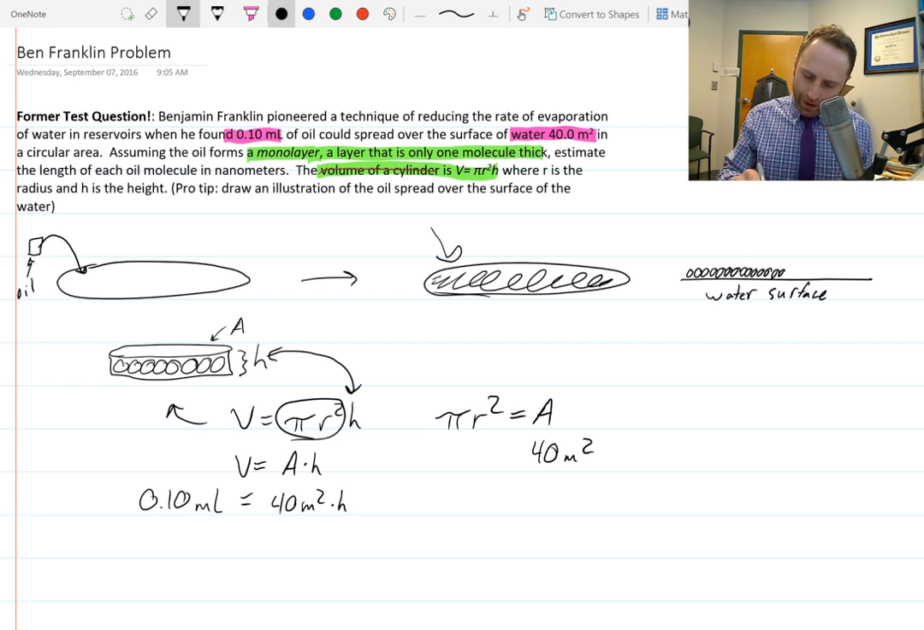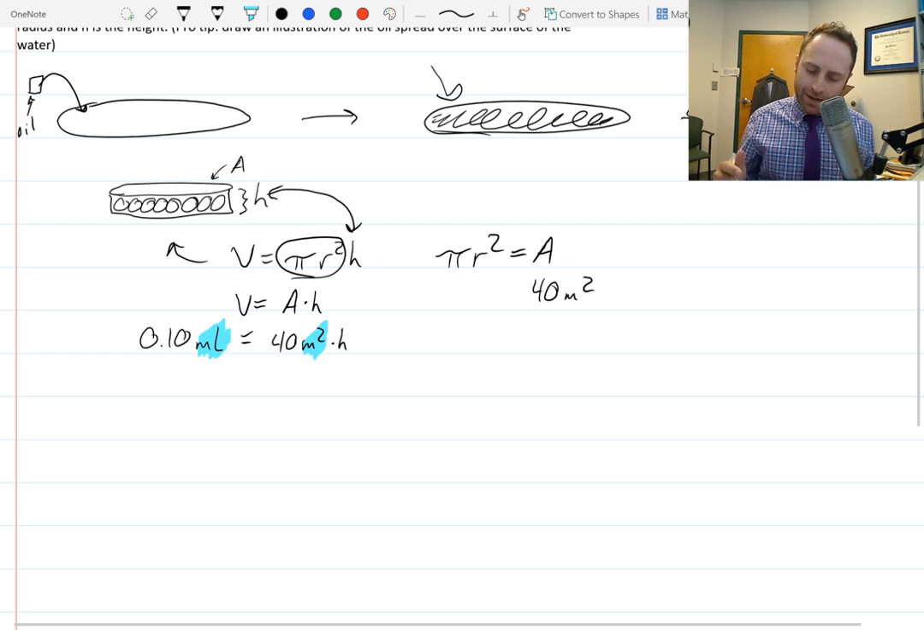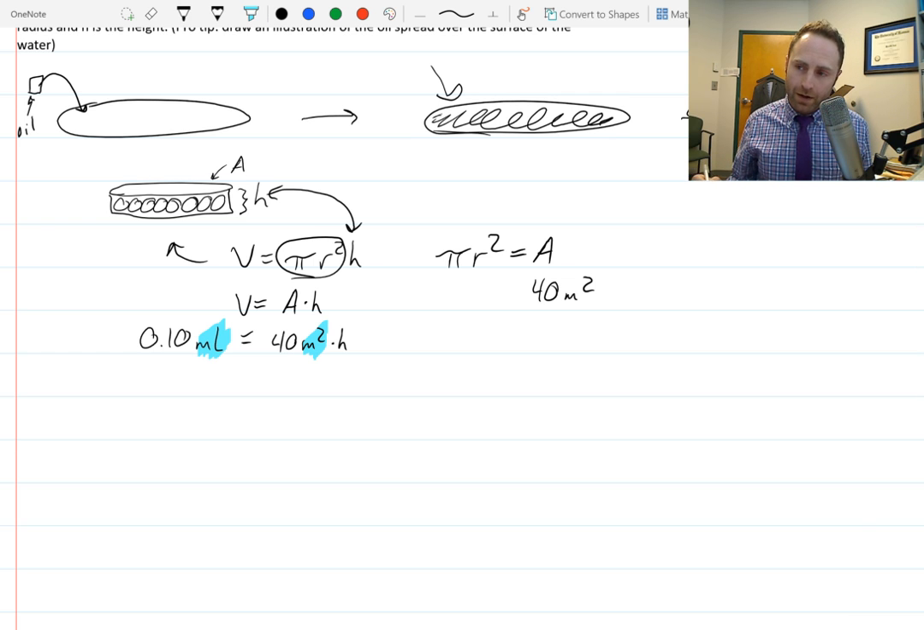Well, we've got what looks like a big issue here. We've got milliliters on this side, meters squared on that side. How can we get this to work out nicely for us? Because we need our units to cancel. If we follow our units, we're always going to get to the right answer. Let's take a look at the milliliters first. Milliliters is a nice unit of volume, but we can convert that into something that looks like a distance measurement, something that's a little bit more analogous to meters.